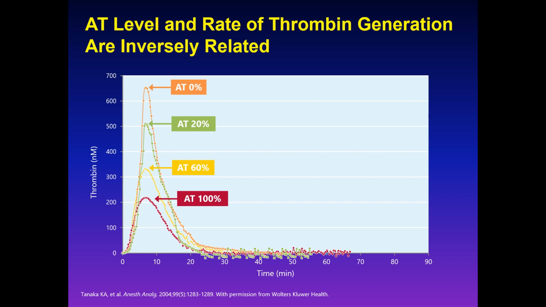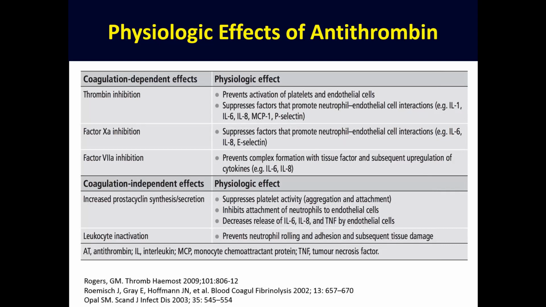So this is an in vitro experiment by Ken Tanaka, where he diluted out a sample of antithrombin and showed that at each increment of dilution, the thrombin generation increased. So you can imagine that in a clinical scenario in folks that are deficient in antithrombin, their thrombin generation and thrombin potential is going to be much higher, translating to mean they're going to be more likely to develop a clot.